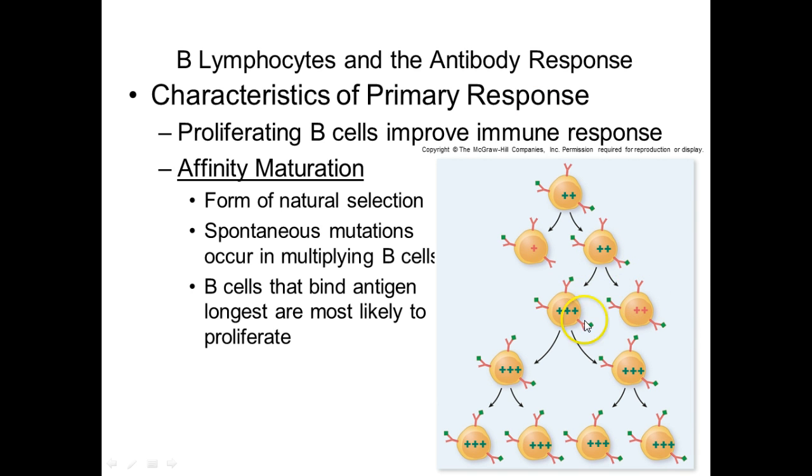But if we come along and we get a 3+, where we've mutated and changed that variable region so that it's really grabbing on at a 3+ level to that antigen, then that lineage is going to be stimulated to continue to proliferate and the 2+ are going to get shut down, right? We want the best possible fit for that antigen, right? So in the process, as the B cells are proliferating, they're going through this additional selection process, this affinity maturation. They want to get better and better.